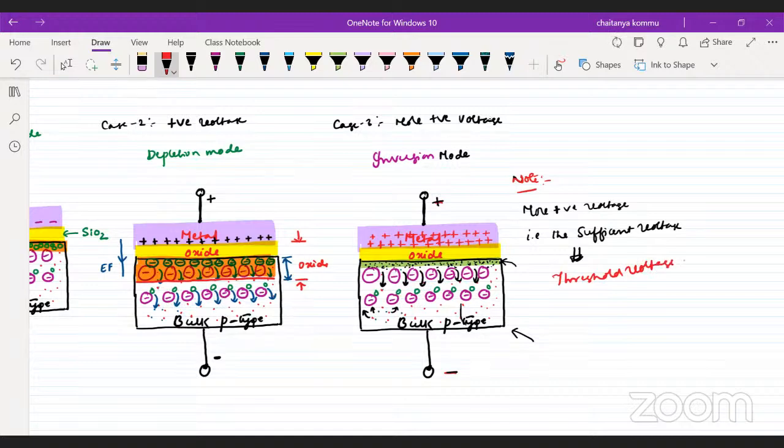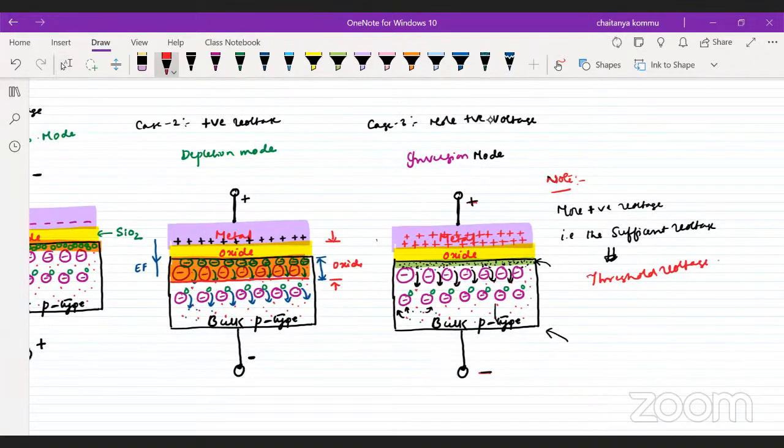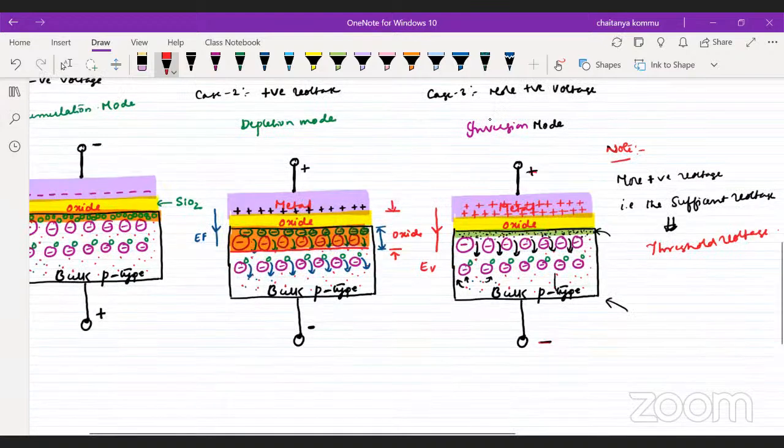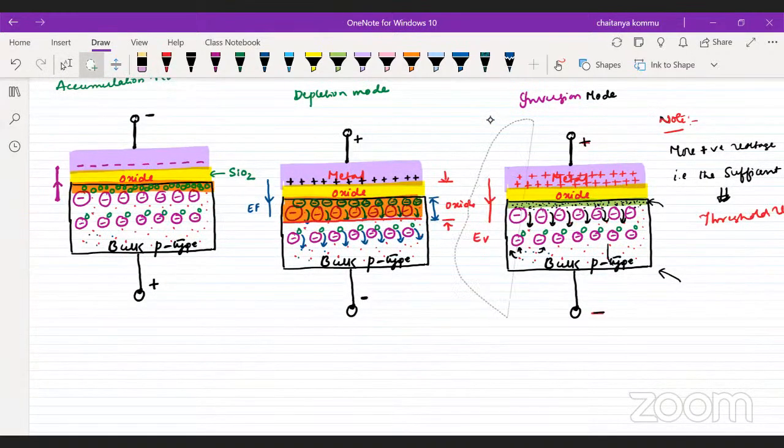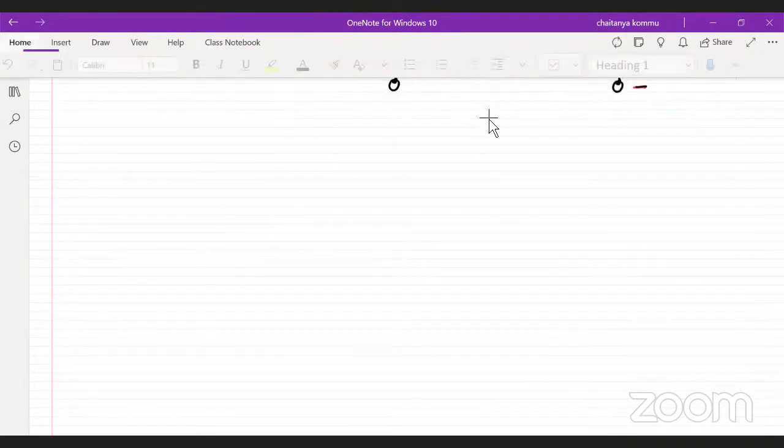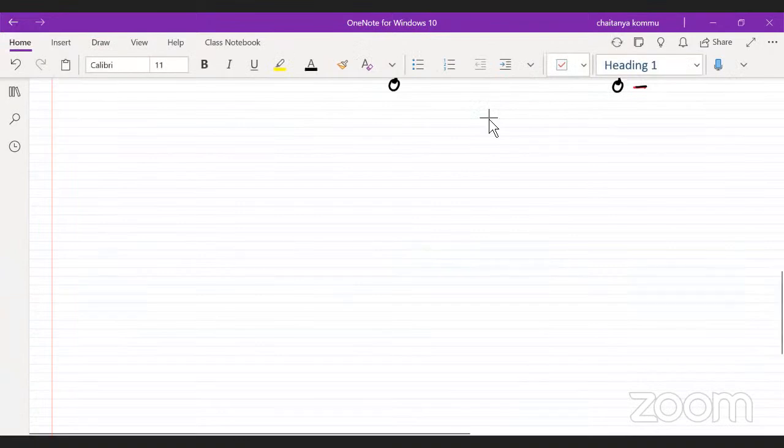So this is the electric field available here. This is called the vertical electric field, starting from the top plate to the bottom plate. Agreed? Fine, so far so good. Now let us understand some more detail about it. For example, I have brought all the minority carriers under the silicon dioxide.